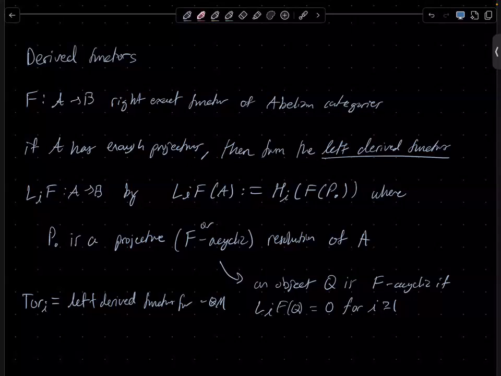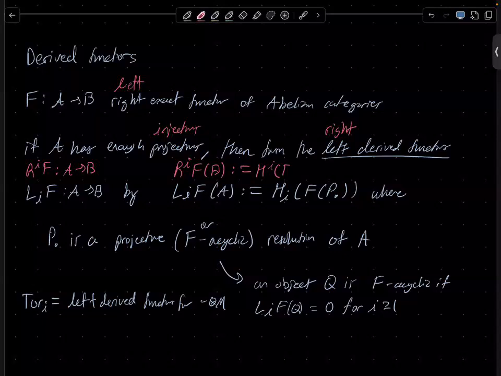And now I have to flip it around. If I have a left exact functor of abelian categories, if A has enough injectives, then the right derived functors, this is R upper i F from A to B, are given by R upper i F on, I'll just say B. This is by definition the cohomology of F of I upper bullet, where I upper bullet is an injective or F-acyclic resolution of B.